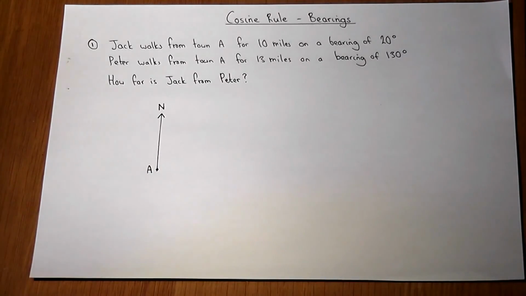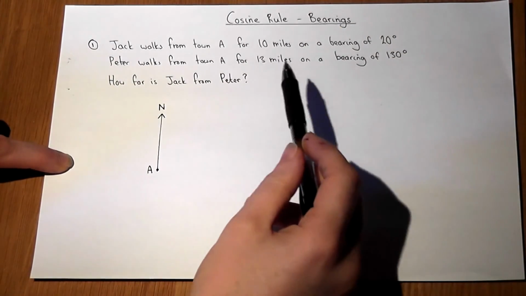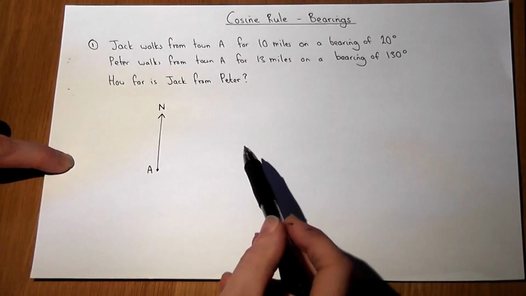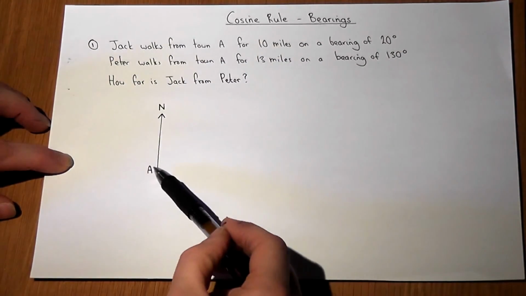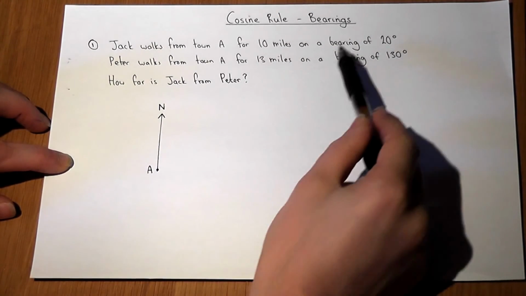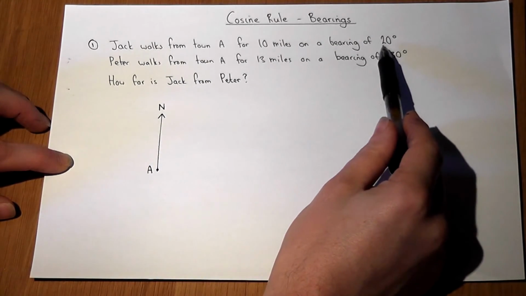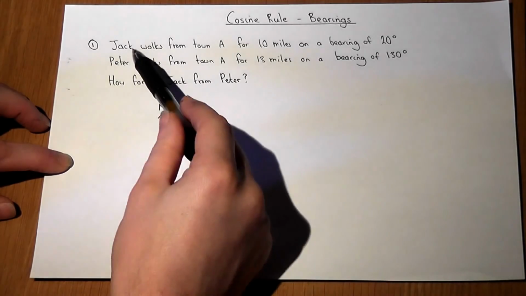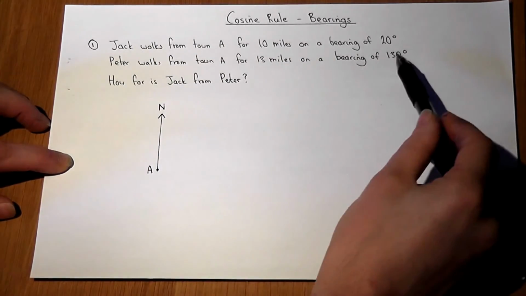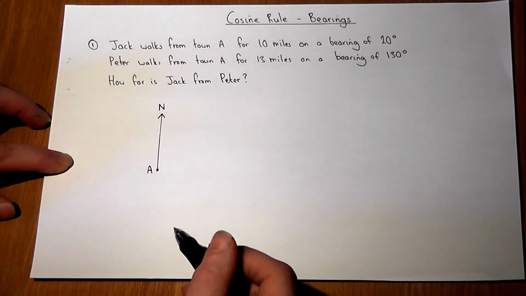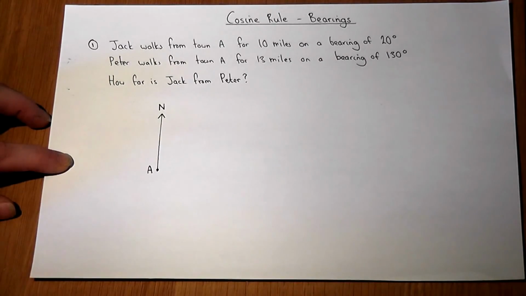This question looks at a cosine rule question in a context of bearings, and we're told two things. Jack walks from town A for 10 miles on a bearing of 20 degrees, and Peter walks from town A for 13 miles on a bearing of 130 degrees. So we're going to do a sketch of this to be able to see what's going on.